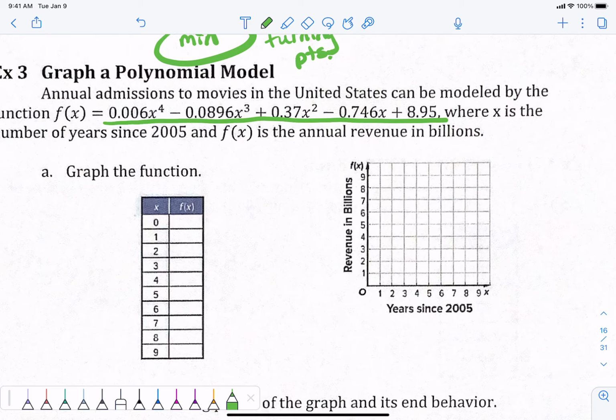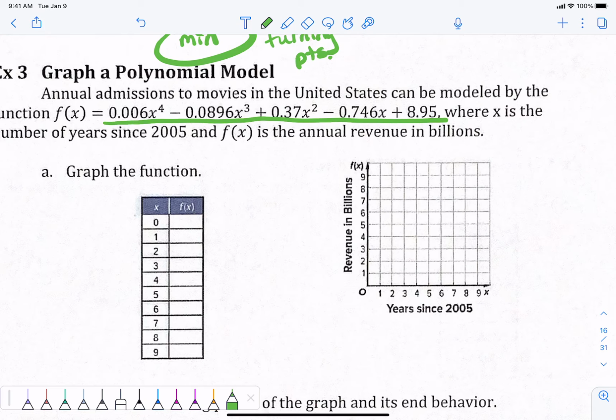Do you have the numbers? Okay, 0.006 x to the 4th, minus 0.0898 6 x to the 3rd, plus 0.37 x to the second, minus 0.746 x, plus 8.95. Okay. All right, I've got to go over here. f of x equals. Okay, here we go.